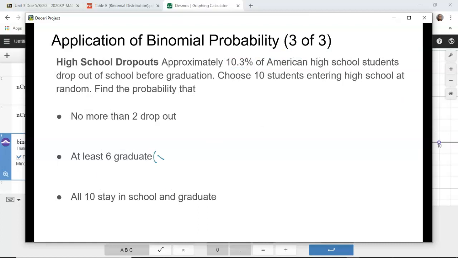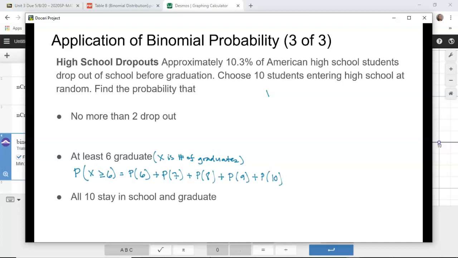I'm going to look at this two different ways. So this time we could still say that X was the number of dropouts, but I'm going to change it to say that X is the number of graduates. So we're going to mix up the values for P and Q. So what does "at least" mean? It means that number or greater, which means I want to find the probability of 6 or 7 or 8 or 9 or 10 graduated this time, not dropped out, graduated.